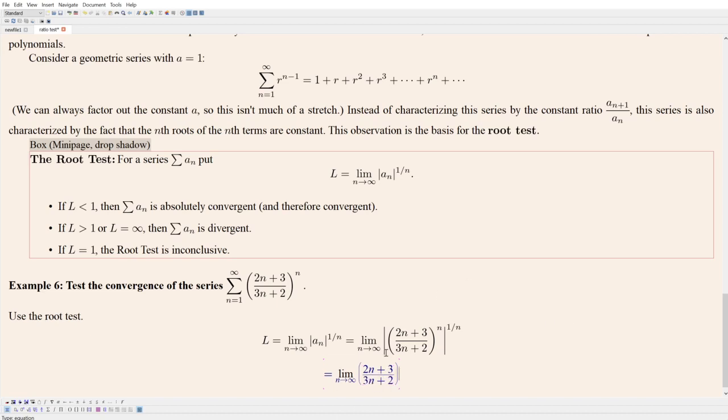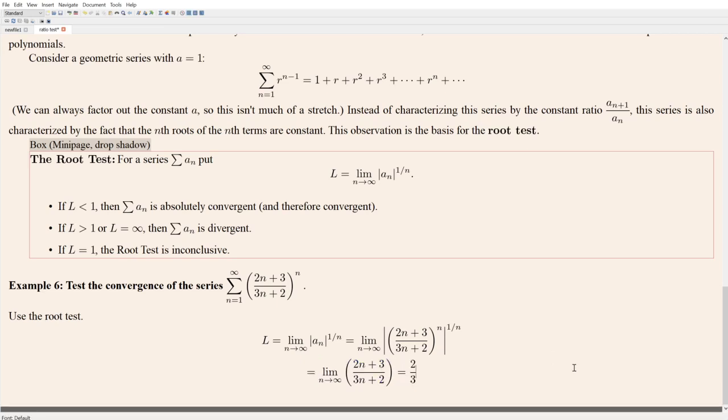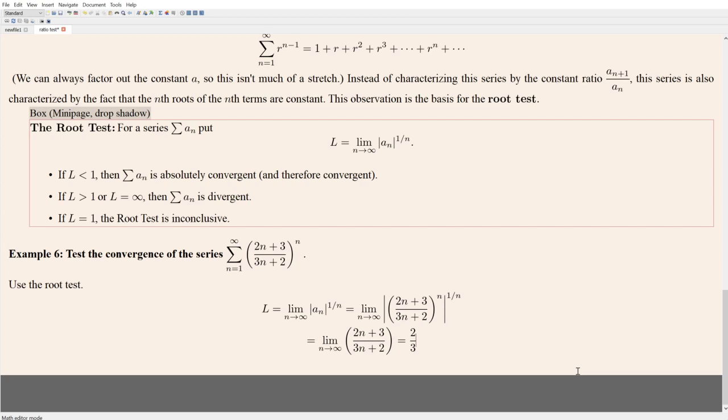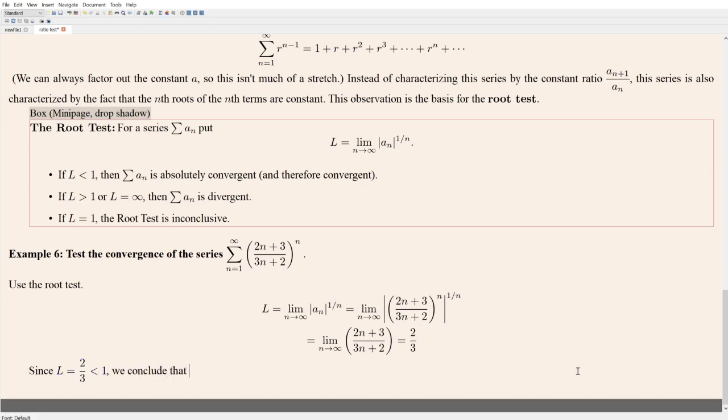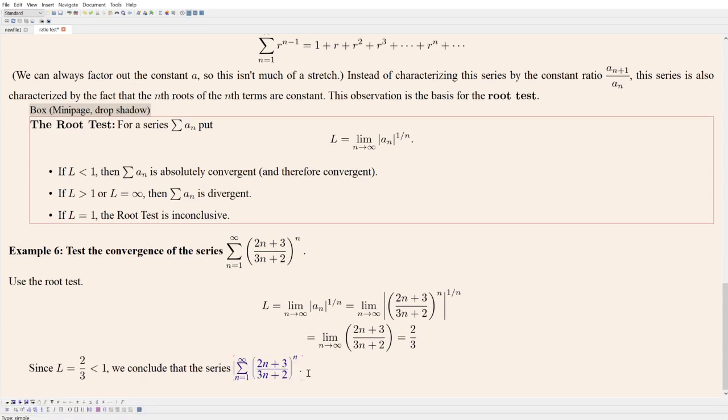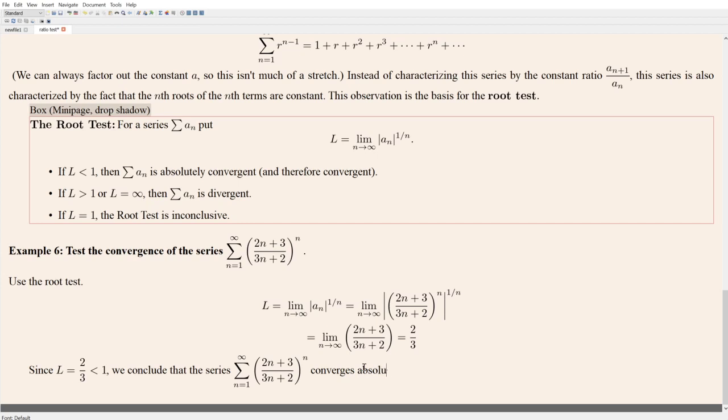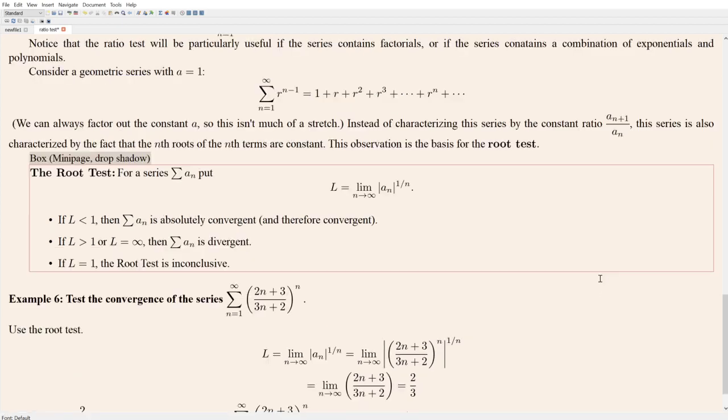So what is this limit? Well, the degree of the top is 1, the degree of the bottom is also 1, so the limit is just the ratio of the leading terms, so that's 2/3. So since 2/3 is smaller than 1, we conclude that the series converges absolutely. So, there's that. Not much more to say about it.